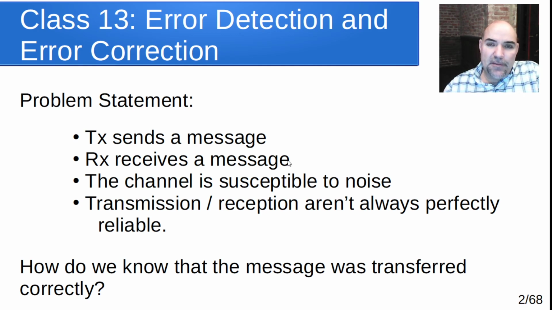And that's not always the case, though, because if you remember, the channel is susceptible to noise or interference or other outside influence. And that means that transmission and reception, they're not always perfectly reliable. In other words, the message you send could be corrupted during transmission and then be different than the message that actually gets received. So the question is, how do we know that the message was transferred correctly? What can we do to make sure that what was received was actually what was sent?